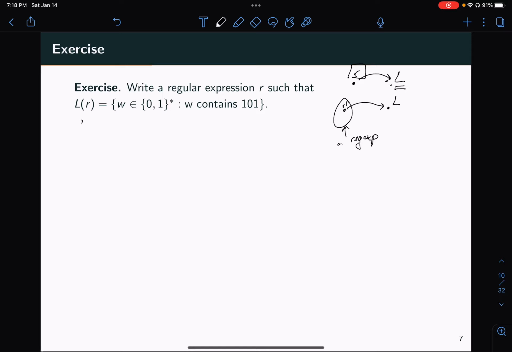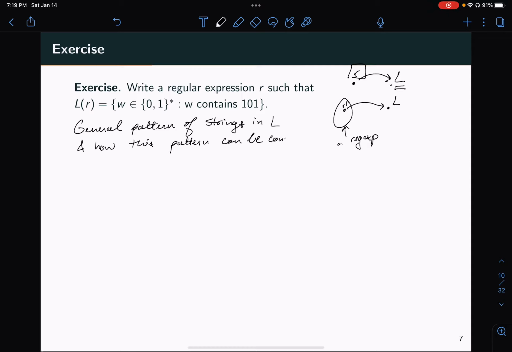of strings in L and how this pattern can be conveyed through regular expressions and their operations, namely plus, the star, and the concatenation.